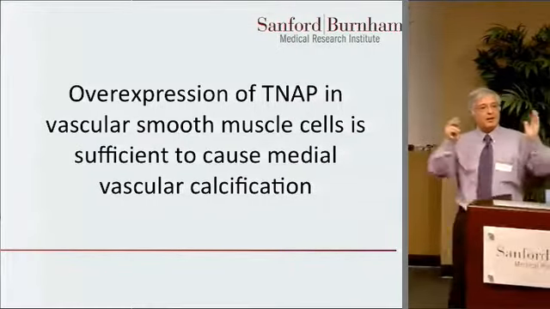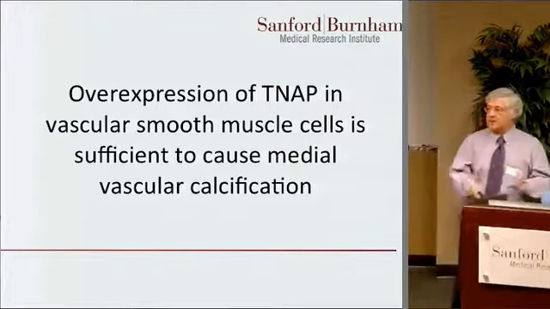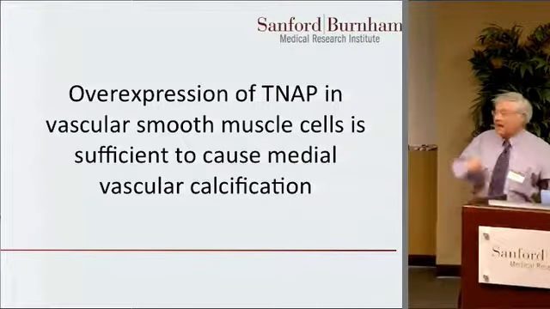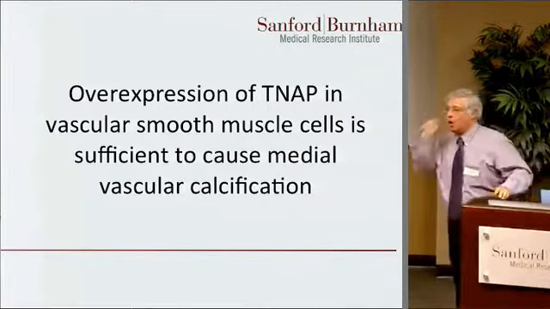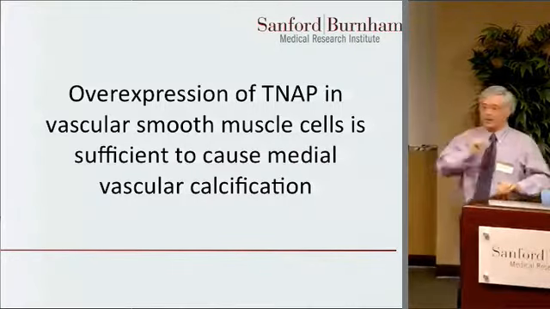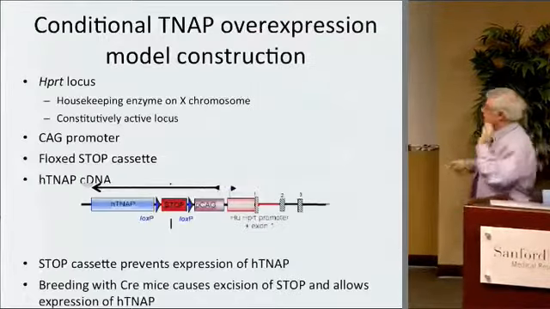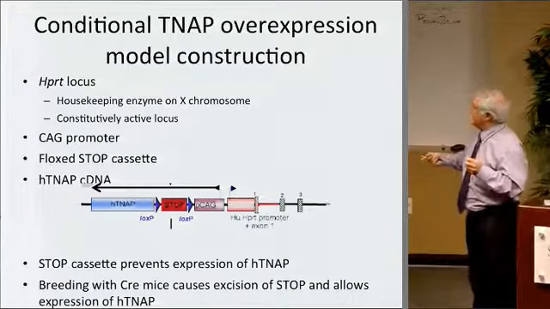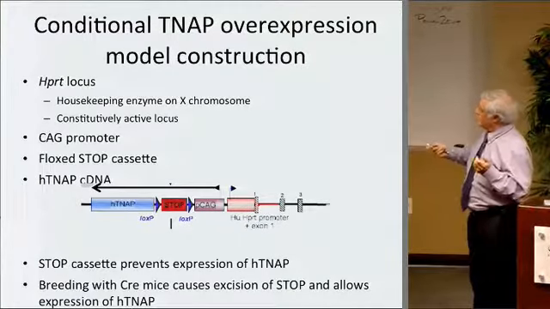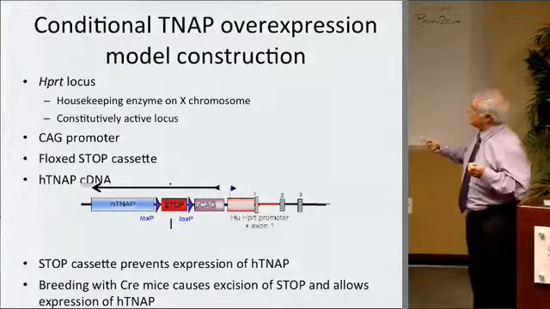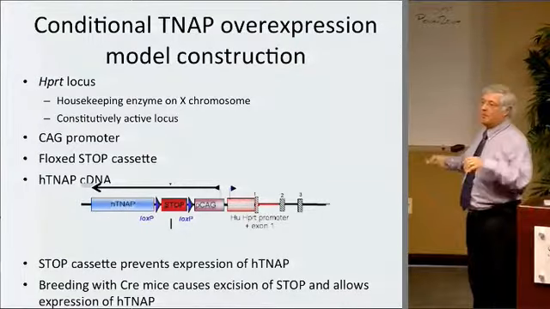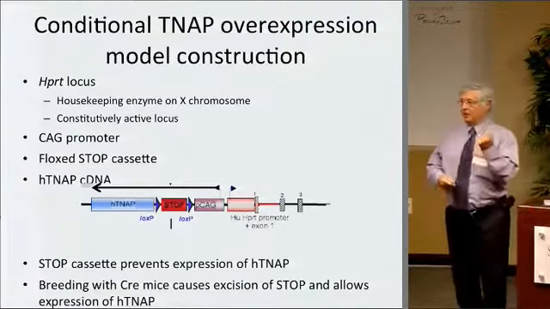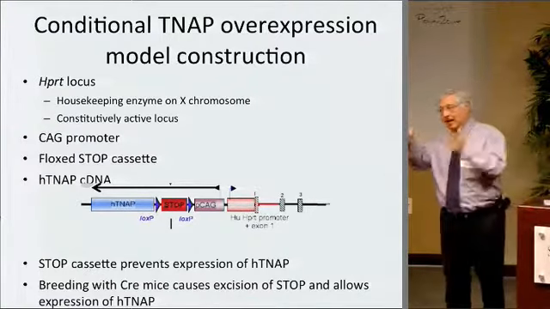So we decided to generate a mouse model, a very robust mouse model, upregulating alkaline phosphatase only in the vasculature, and see what would happen, all right? And this is what we did. We essentially introduced the human alkaline phosphatase cDNA in the HPRT locus, in the mice. It's an X-linked gene. So male mice are going to have only one X chromosome, only one gene. Females are going to have two.